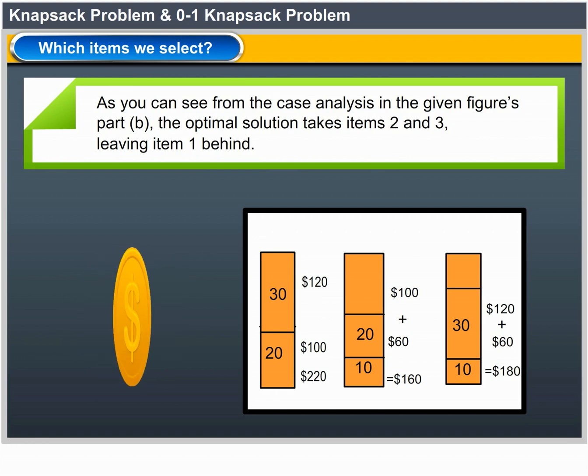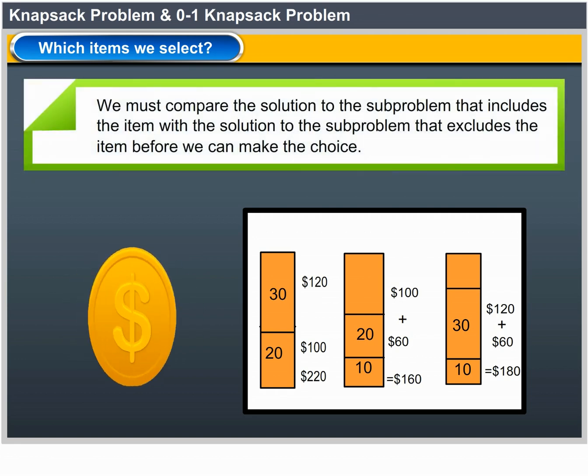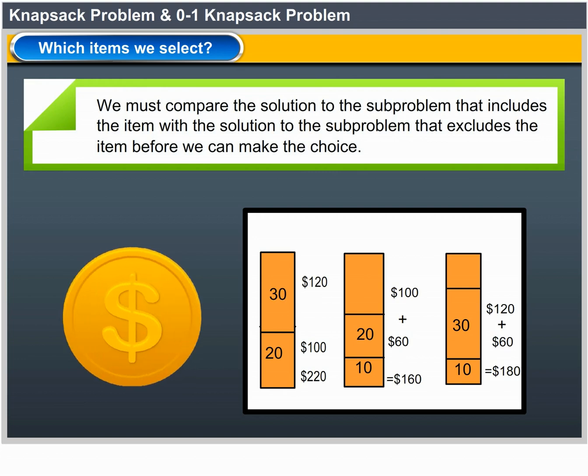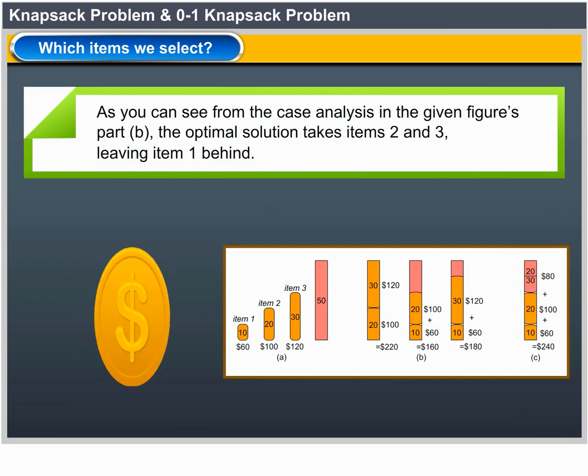In the 0-1 problem, when we consider whether to include an item in the knapsack, we must compare the solution to the subproblem that includes the item with the solution to the subproblem that excludes the item before we can make the choice. The problem formulated in this way gives rise to many overlapping subproblems, a hallmark of dynamic programming. Use dynamic programming to solve the 0-1 problem.